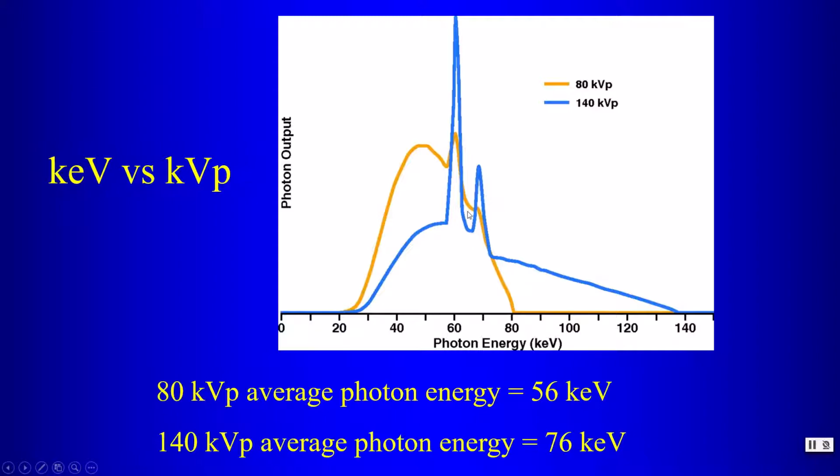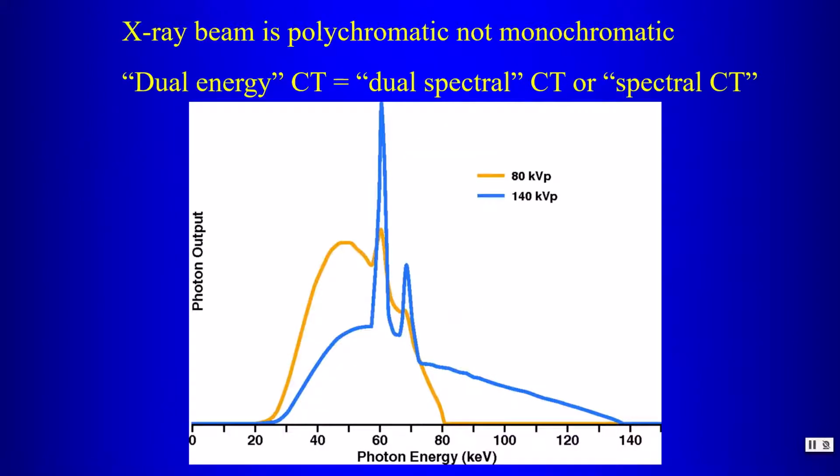These particular spikes represent characteristic radiation produced by the target itself, specific to the tungsten target. But the point is, you get a range of energies produced in the X-ray beam whenever we do CT scanning. So the X-ray beam is polychromatic, not monochromatic. It's not at one single energy. It is at a range of energies.